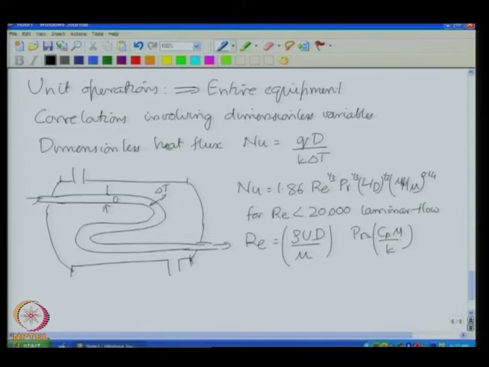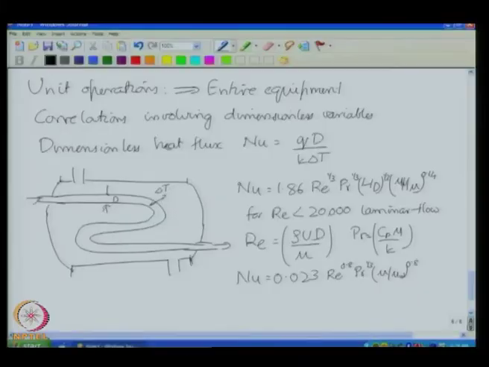When the Reynolds number becomes larger, you get a different correlation, which is of the form 0.023, Re to the 0.8, Pr to the 1/3 times mu by mu W to the 0.8. These correlations are derived by doing a large number of experiments, and using dimensional analysis to reduce the number of variables from the original list that I had, all the fluid properties, the velocity and so on, to a reduced list which contains only dimensionless groups. We will see how to do the analysis in terms of dimensionless groups a little later.